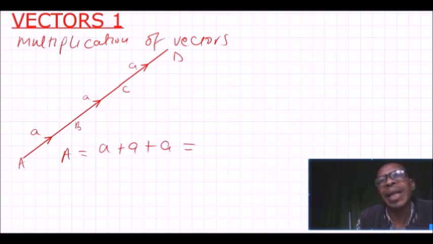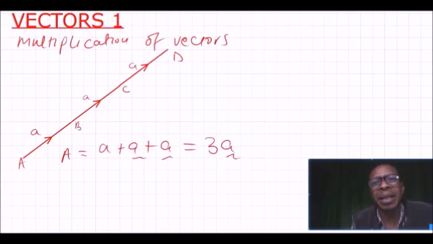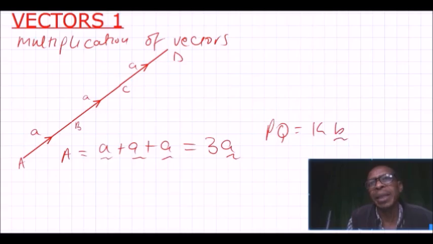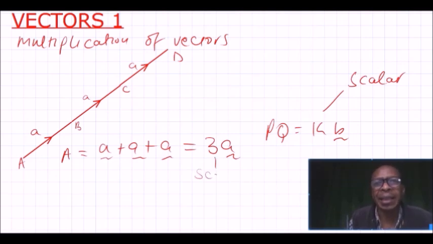So that gives us 3A. Remember we use the arrow to indicate it's a vector. So when you write a vector, for example, PQ is equal to K times vector B, K is known as a scalar. We call it a scalar multiple. So here 3 is a scalar. We have multiplied that vector by 3, so 3 is a scalar.